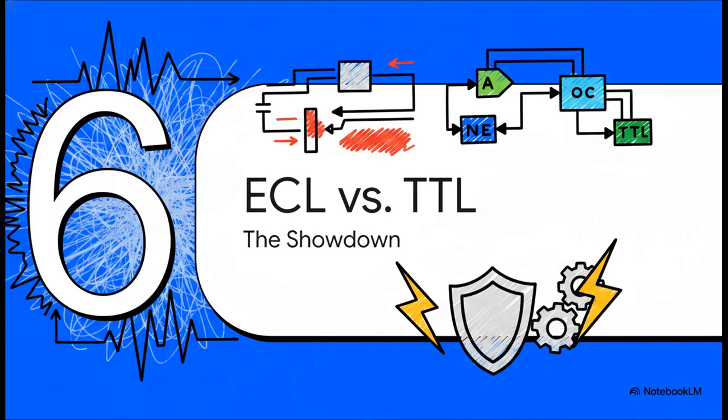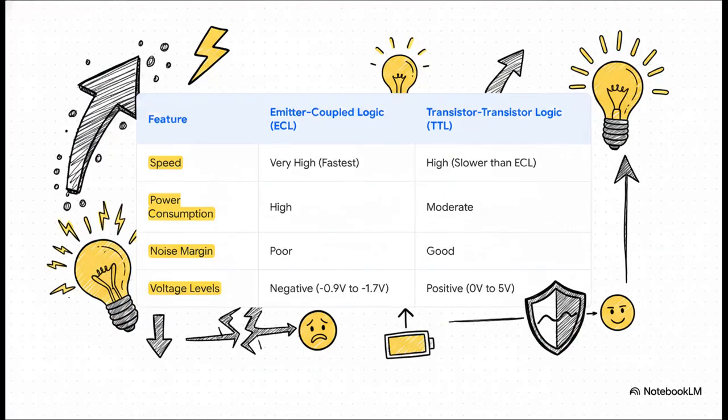So let's put it all together in one final comparison. As a designer, when would you actually make the choice to use the fast but frankly difficult ECL over the more common and robust TTL? This table really says it all, doesn't it? The bottom line is this: you choose ECL for one reason and one reason only, when speed is the absolute, non-negotiable number one priority. You are making a conscious choice to trade away power efficiency, noise immunity, and ease of use, all for that extra performance boost.